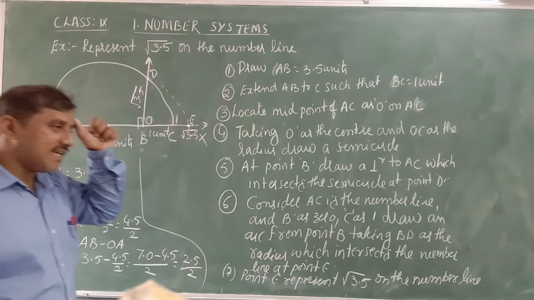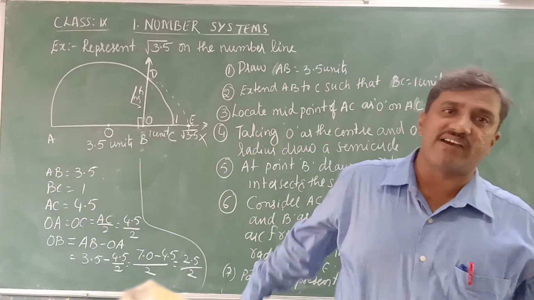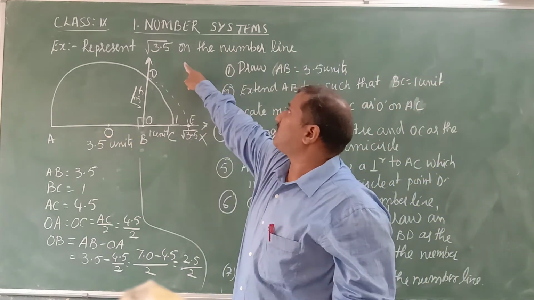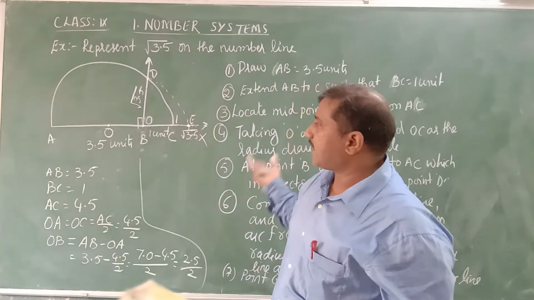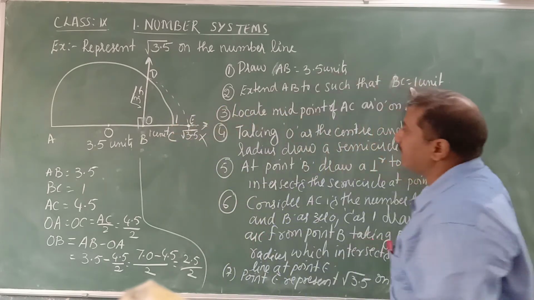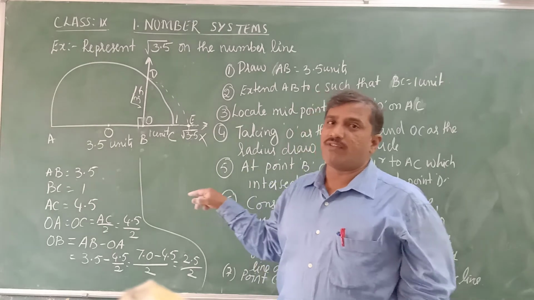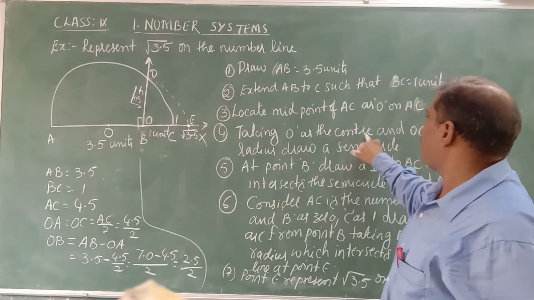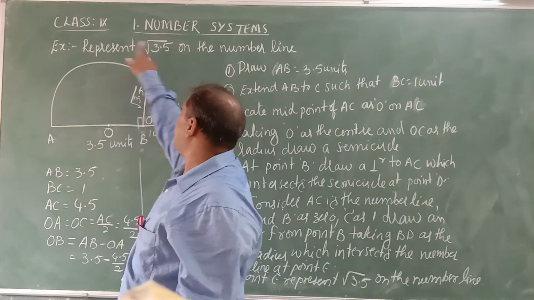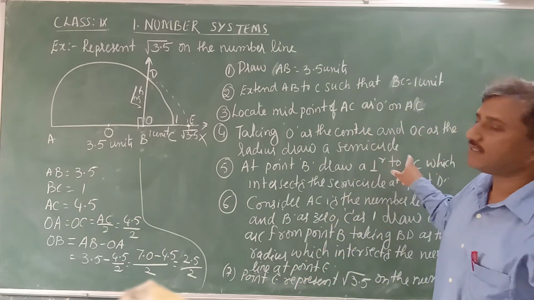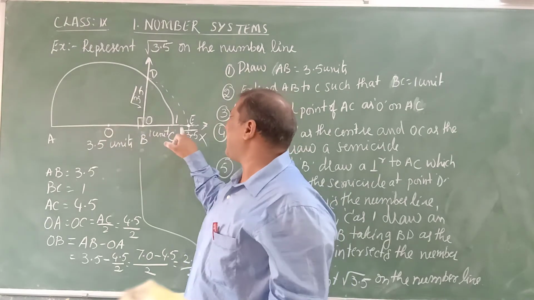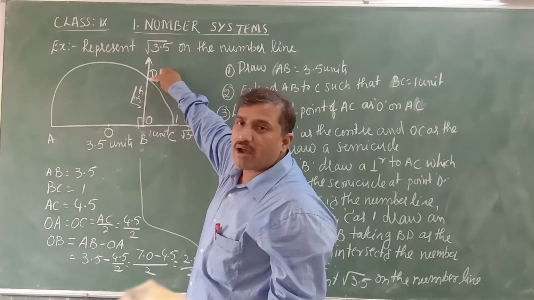Like this we can represent any number which is there under square root, any real number under square root. First step, draw a line segment AB which is equal to 3.5 units. Second step, from point B, extend AB to C such that BC is 1 unit. Then locate the midpoint of AC. Let that point be O. Then taking O as the center, OC or OA as the radius, draw a semicircle. Then at point B, draw a perpendicular to AC which intersects the semicircle at point D.